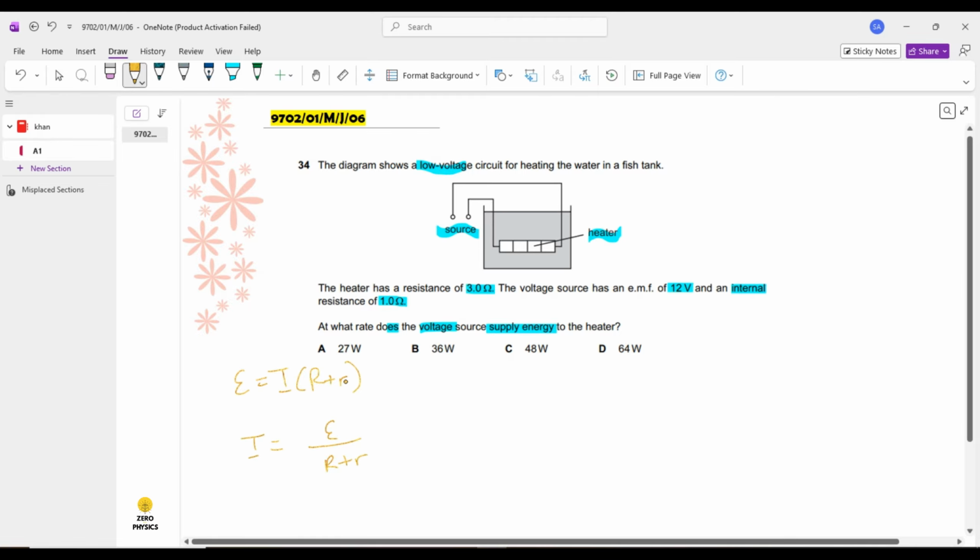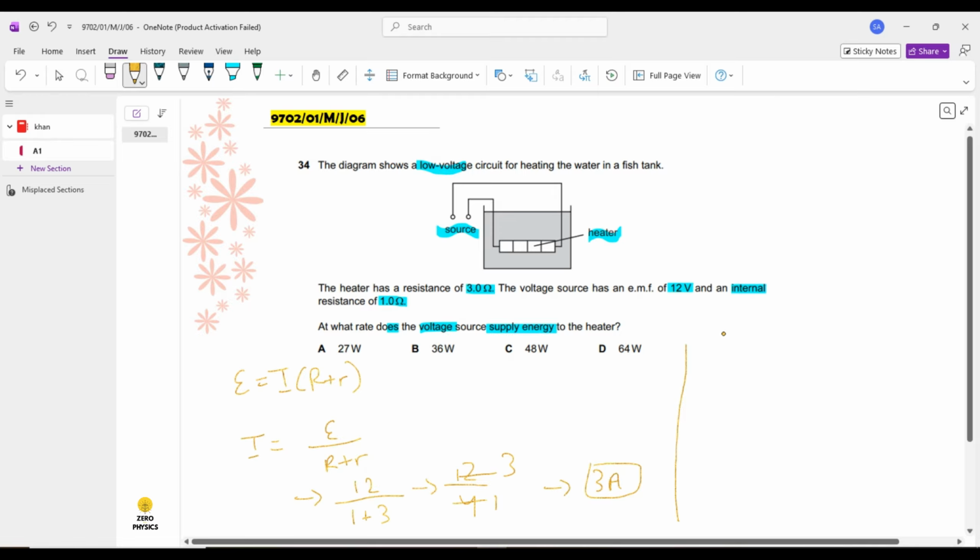How do I know that I need to use this specific formula? Because the information given in the question is in it. All of the required things are used in this formula. So the total EMF is 12, external resistance is 3, internal is 1. 12 upon 4 will be equal to 3. 3 ampere will be your current.